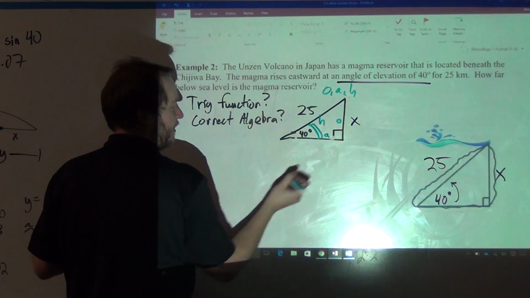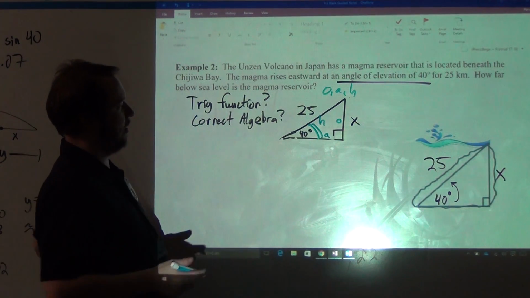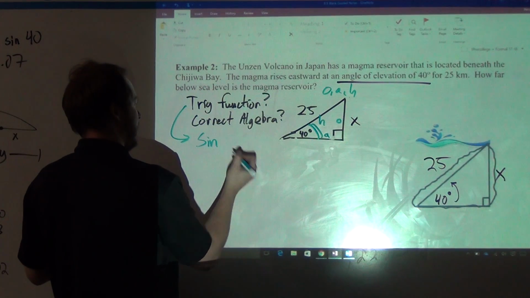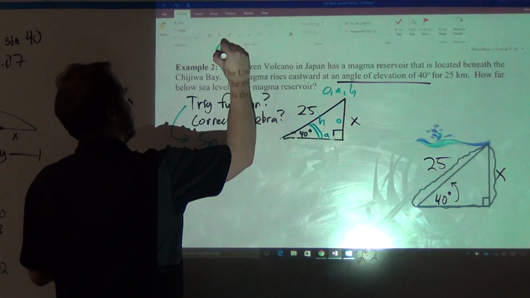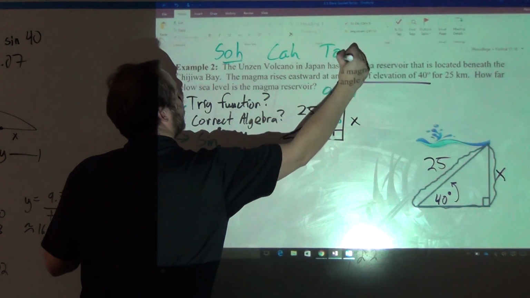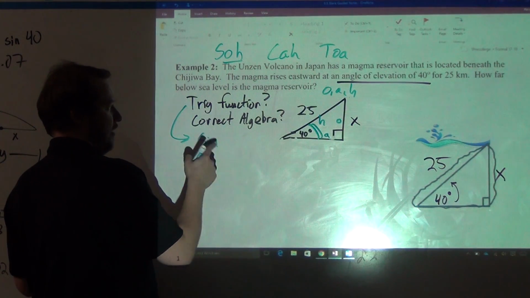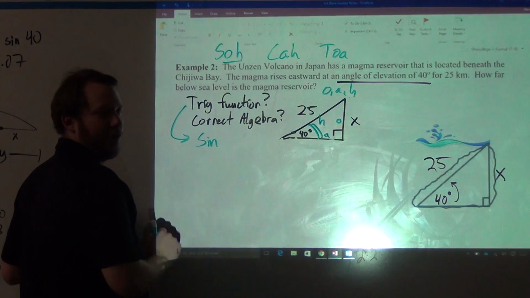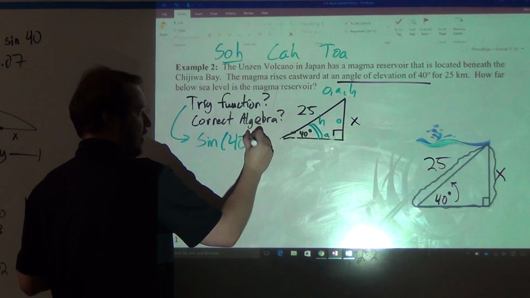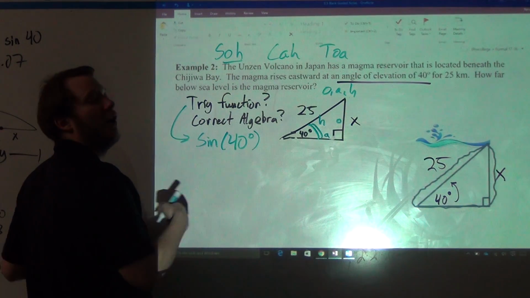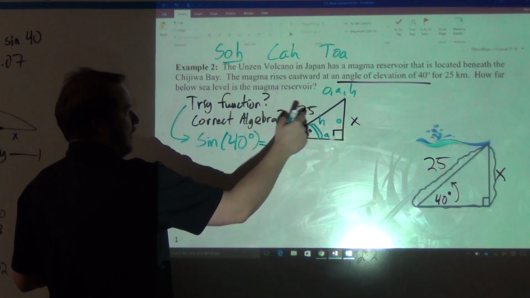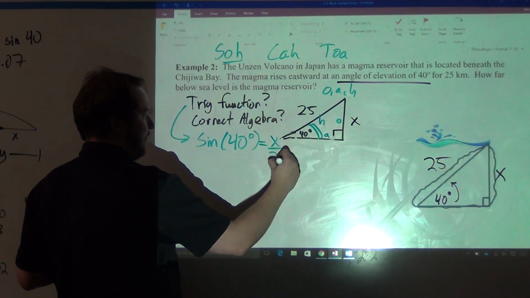This would be the adjacent. You can tell that we don't have the adjacent here. The correct trig function is going to be sine, because sine goes with O and H. So sine of 40, 25, or x. It's always of the angle. So whether we know it or don't know it, it's always the trig function of the angle. So sine of 40 equals x over 25.